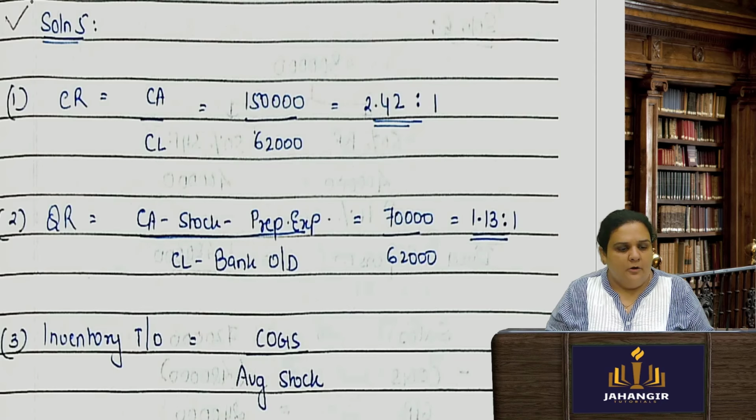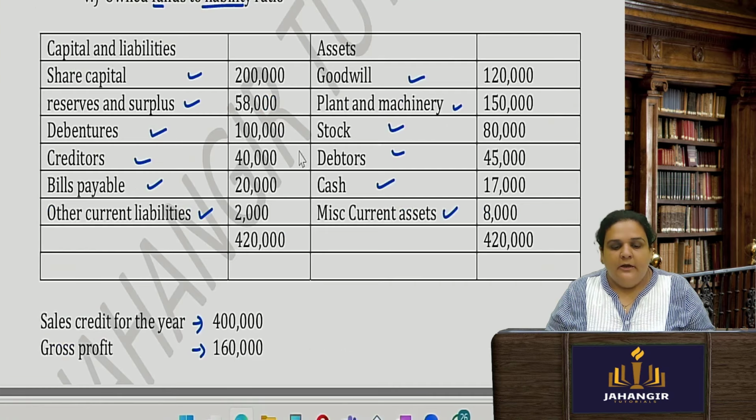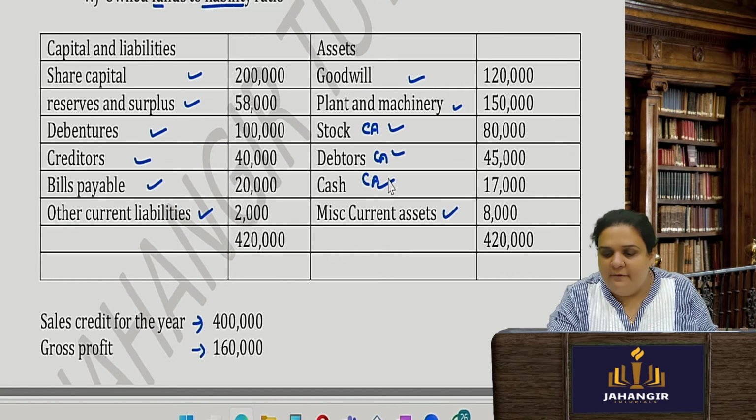So, ignore this solution number and all that, okay? You just focus on this. Question number 2 this is. Now current assets. We all know what is current assets. Current ratio is nothing but current assets upon current liabilities. Now in my question, what is current assets? Stock. Then we have debtors and then we have cash.